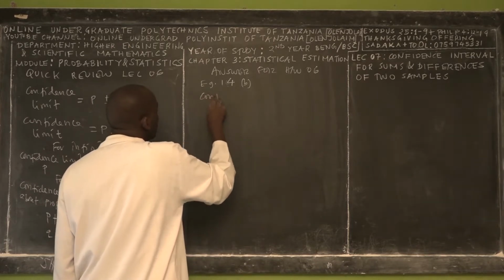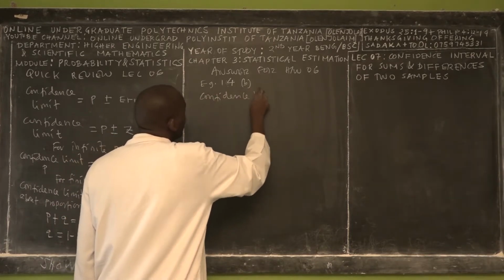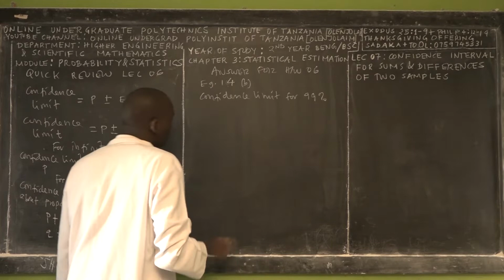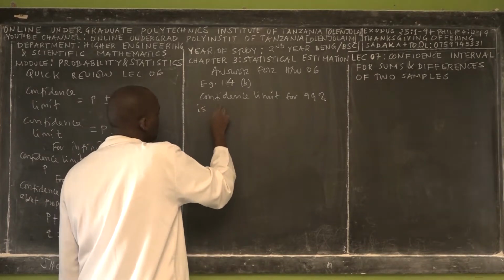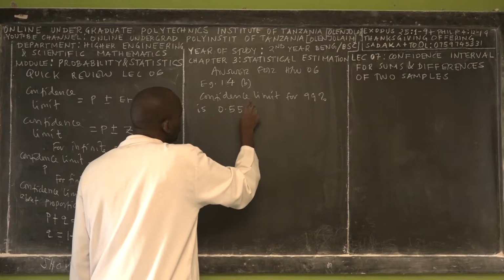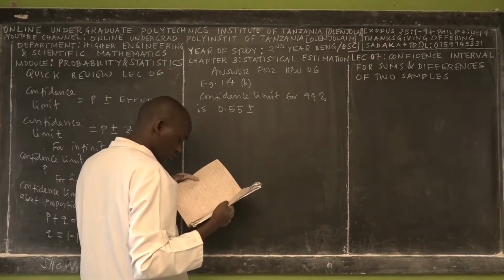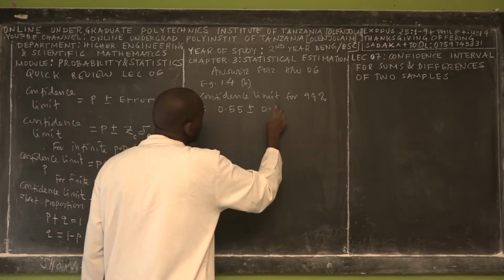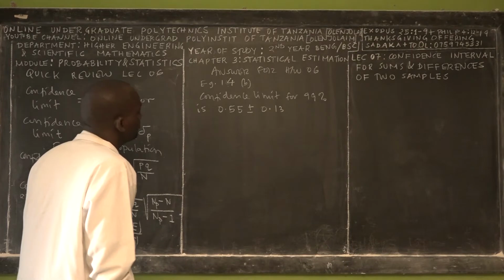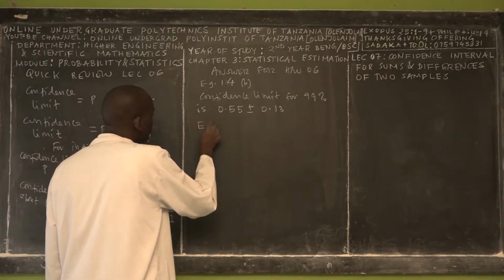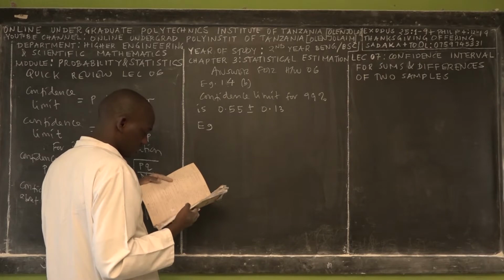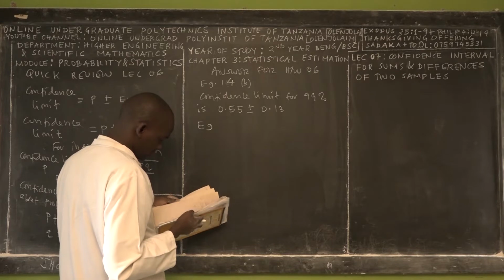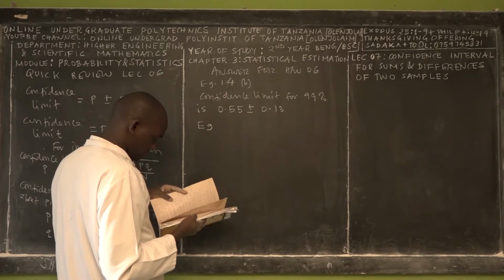for 99% is 0.55 plus or minus 0.13. Then the solution for example 16.